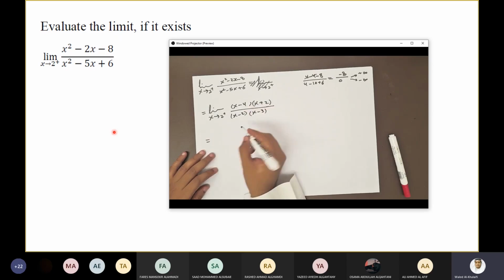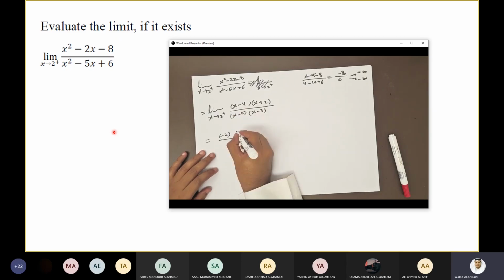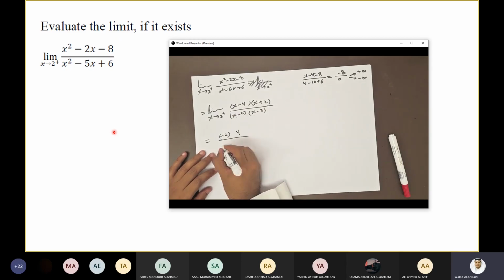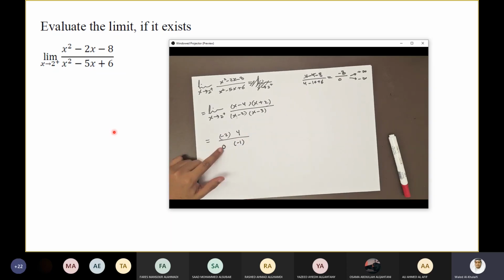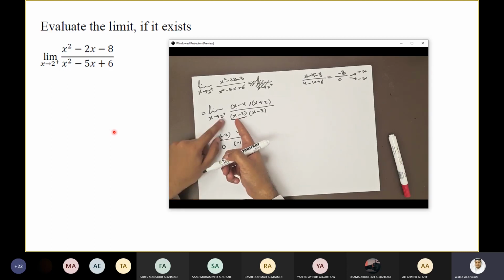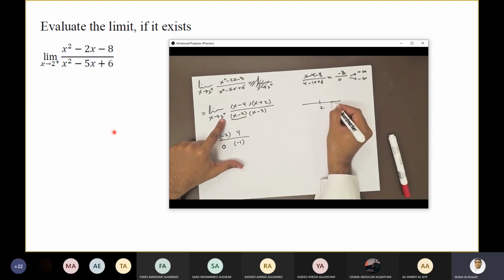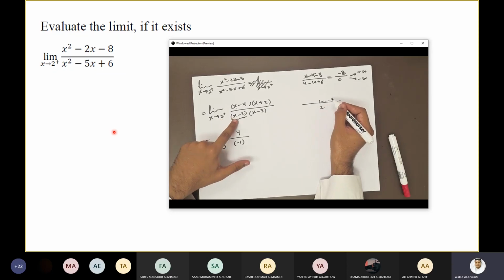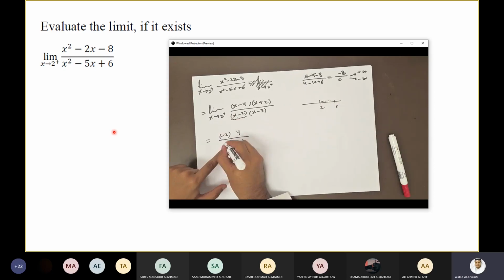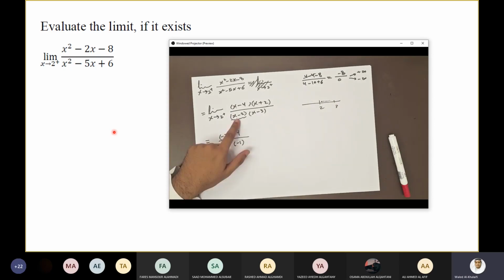So what I will do, I will substitute. When I substitute 2, this will become negative 2. When I substitute here, it will be 4. When I substitute here, I have 0. When I substitute here, I have negative 1. Now notice I have 0 in the denominator. Now it's clear to me that 0 is coming from this factor. When x approaches 2 from the right, and I draw real numbers, I am here. So that means x minus 2 will be positive, meaning that I am getting to 0 from the right. Keep in mind, x minus 2 is approaching 0 anyway.